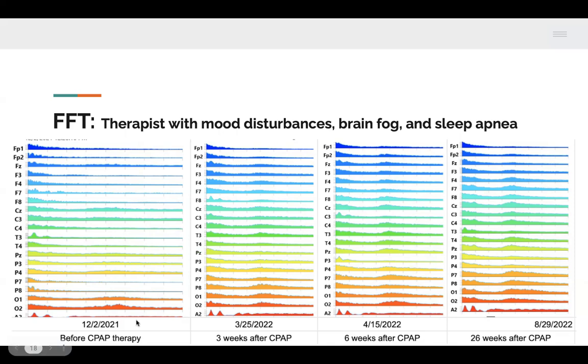So she wanted to do CPAP. Some people like to do things in staggered ways, and she has surgical things pending. But you can see that just after 3 weeks on CPAP, she starts to emerge a little bit of alpha from the posterior to anterior part of her head. And then after 6 weeks, it's a bit better. And after 26 weeks, it's about the same.